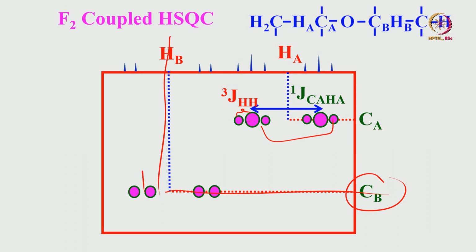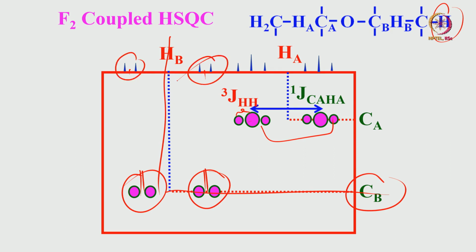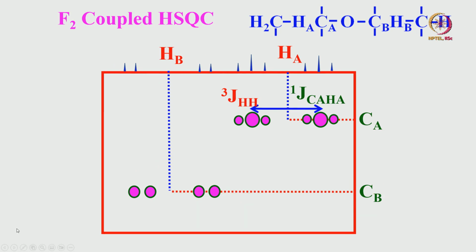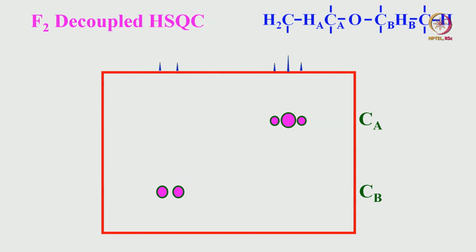The only thing is the satellite was a doublet, but each line of the satellite is split into a doublet because of coupling with the CH proton. That is all that happened. Earlier, exactly at the center of this we got two satellite peaks, without HH coupling. Now, because of HH coupling, each of the satellite peaks is a doublet, and that is what is reflected here. So again, if you analyze this spectrum, you are going to get the one bond coupling here and three bond proton-proton couplings.